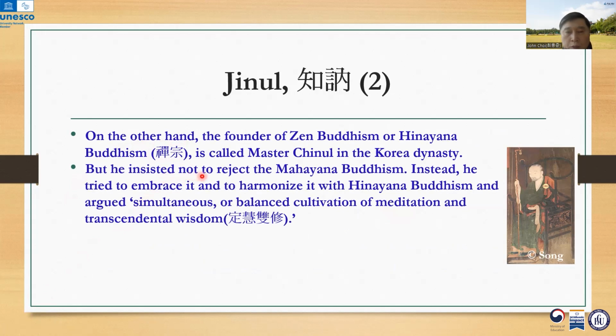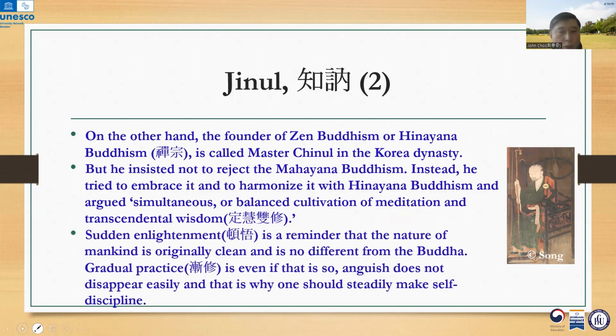He insisted not to reject Mahayana Buddhism. Instead, he tried to embrace it and harmonize it with Hinayana Buddhism. And so he argued for simultaneous or balanced cultivation of meditation and transcendental wisdom. We call it 정해 상수.